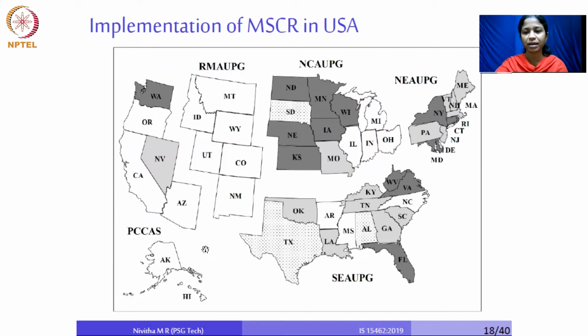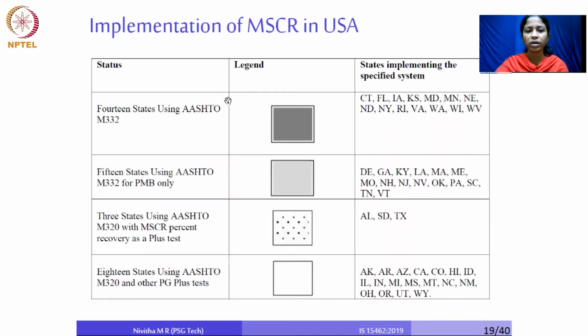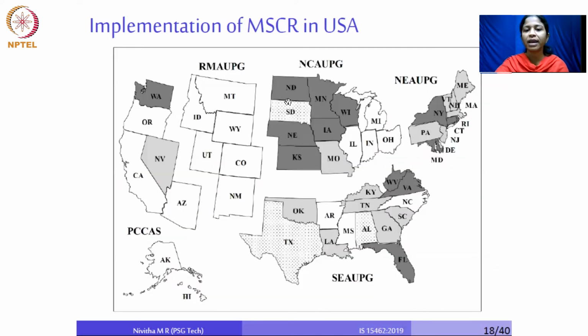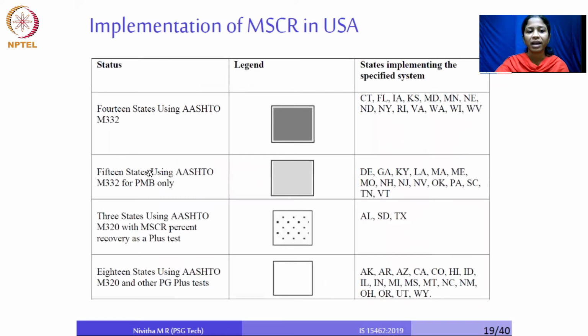Roughly there are 50 states. Among the 50 states, around 14 states are only using the MSCR based specification as of date, even in the US, right? Then about 15 states are using AASHTO M332 for PMB only. So when you have a polymer modified bitumen, you use M332. When you have an unmodified bitumen, you can use any of the older codes, the M320 or M323 version.